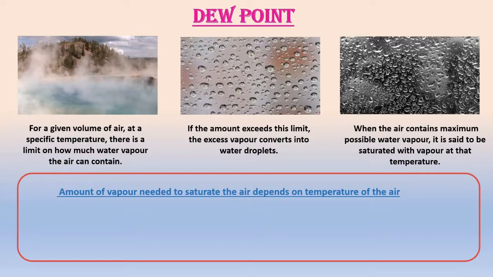Now the amount of vapor needed to saturate the air depends on the temperature of the air. As we can see in the first picture here, at a specific temperature the air can contain a specific amount of water vapor. In the same way, the amount of water vapor needed to saturate the air depends on the temperature. This is the first factor: the amount of water vapor needed to saturate the air depends on the temperature of the air.